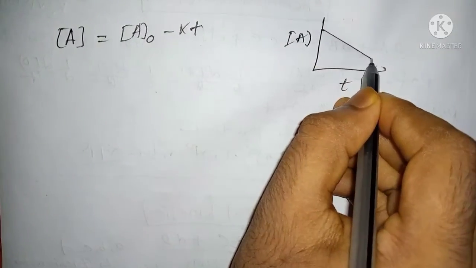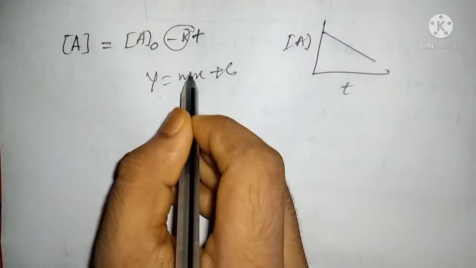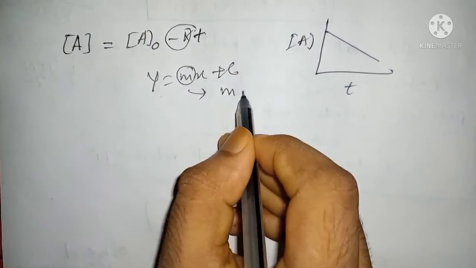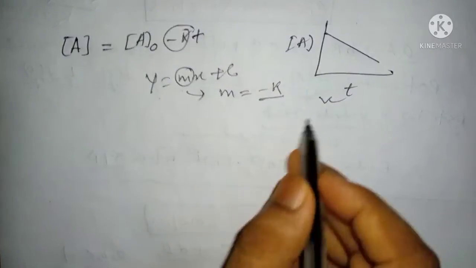This is a negative slope because this is minus k. Y = mx + c, where m is the slope. Here m = -k, so this is the negative slope. This is the graph. This is important.